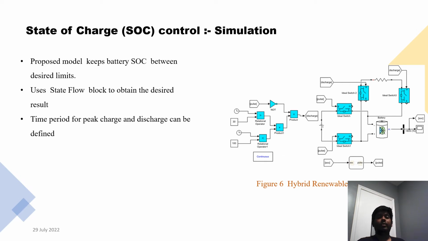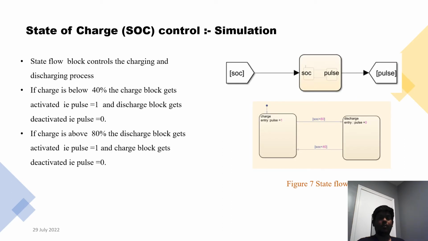So we can easily define the peak charge and discharge that is needed for the battery so that thermal runaway never occurs inside the battery. The state flow block is used to control the charging and discharging process inside the battery. In Figure 7, we can see how a state flow block operates.